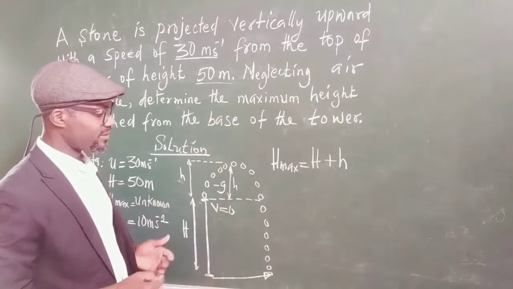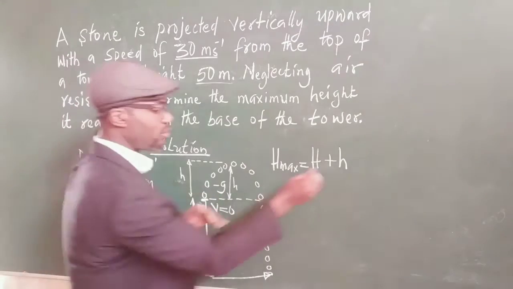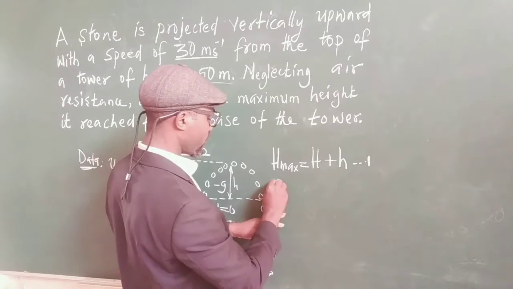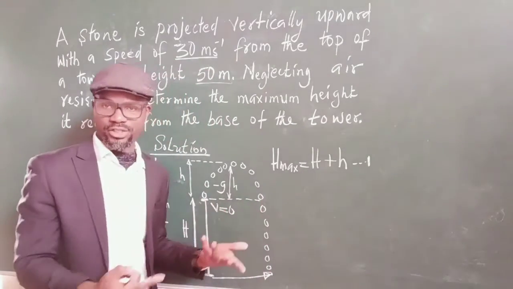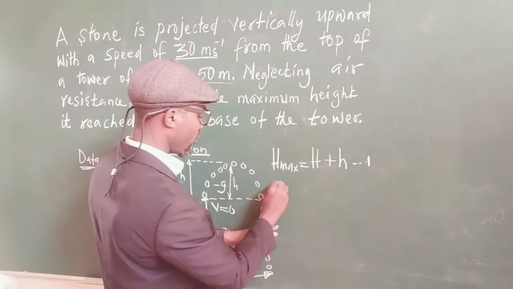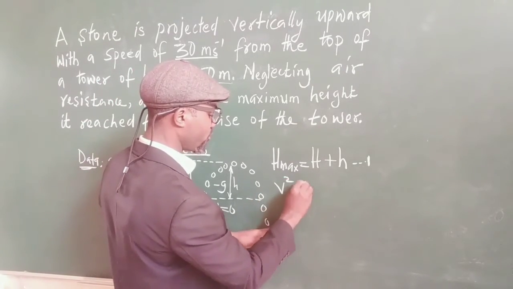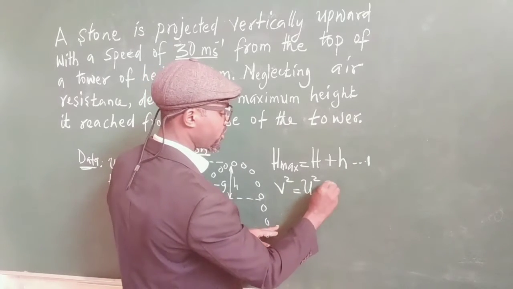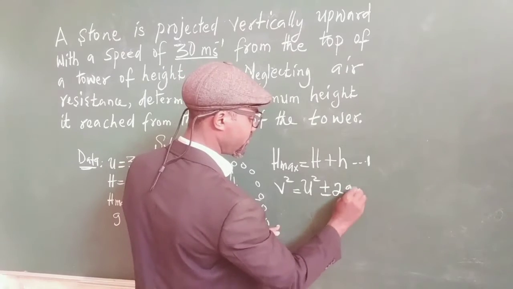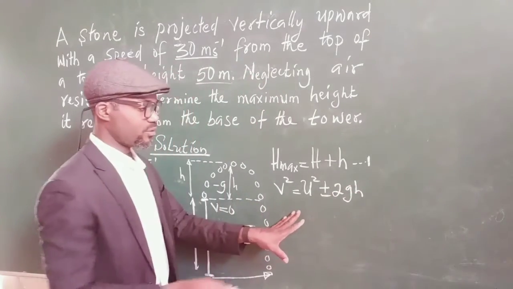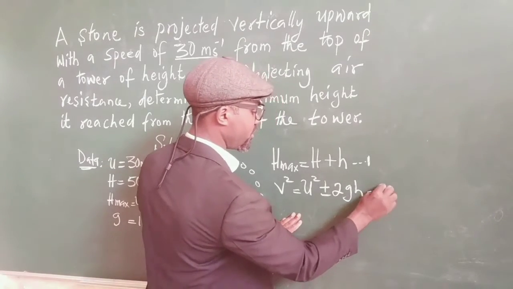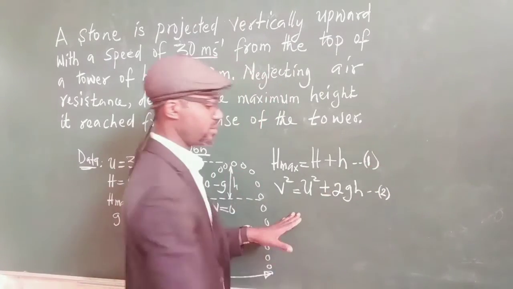Alright, so that is it. We have this. We can call this relation 1, okay? Then we have another one, which is one of the equations for motion under gravity, v squared is equal to u squared plus or minus, depending on the orientation of the object being considered. Okay? That is it. We can call this relation 2, right? Here, relation 2, relation 1.